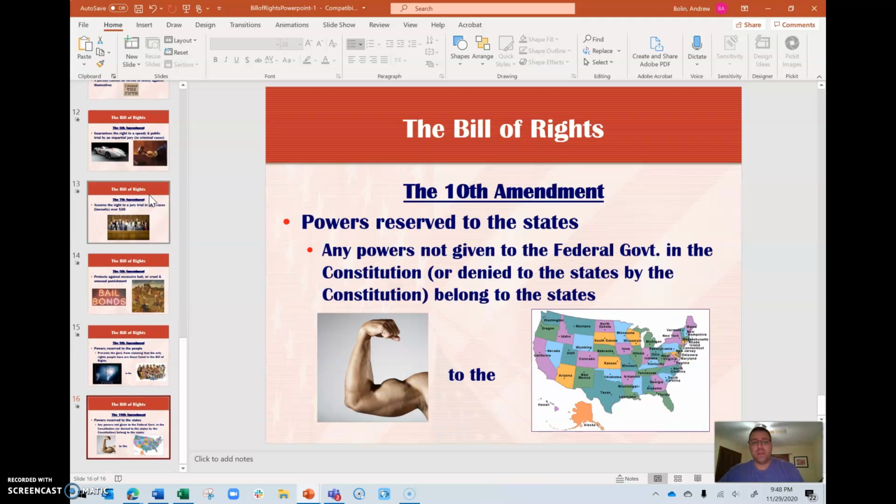And then the 10th Amendment, this is where it reserves the powers to the states. Any powers not assigned to the federal government in the Constitution or denied to the states specifically in the Constitution belong to the states. So that's where you'll see the diagram, power to the states. So those are your first 10 amendments to the Constitution, which are known as the Bill of Rights.